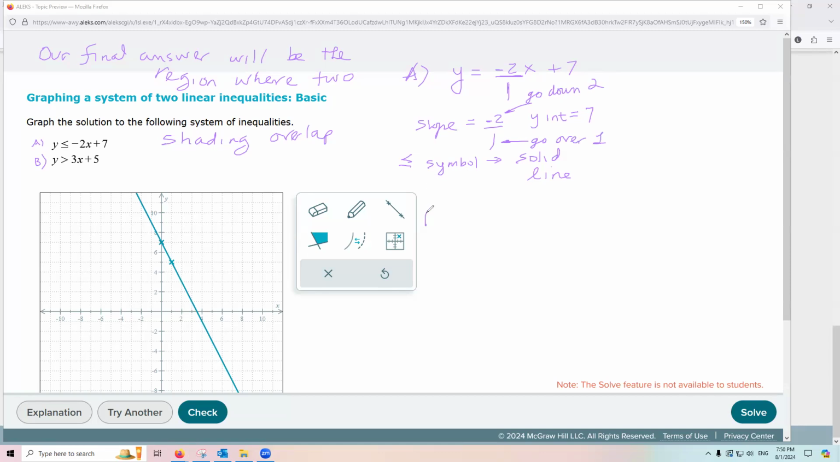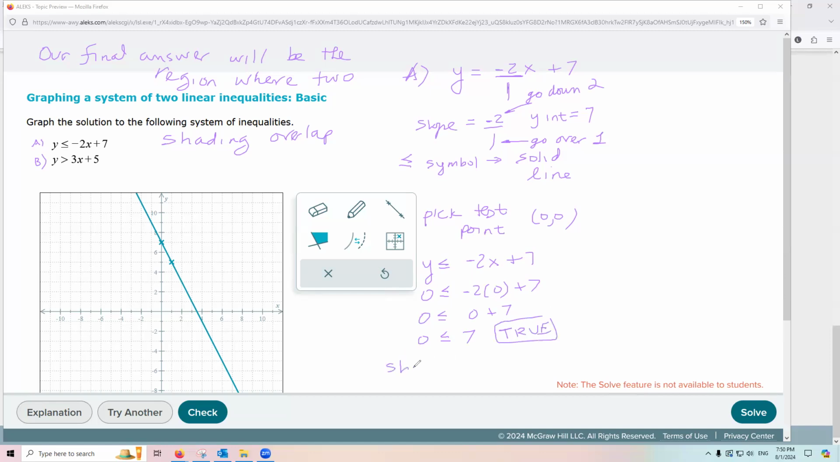All right, I'm going to pick a test point now because I want to know, should I shade the top of this line or the bottom of the line? So I'm going to pick the test point, 0, 0. All right, let me go to the starting inequality. It was y less than or equal to negative 2x plus 7. I'm going to plug in x equals 0, y equals 0. So a 0 goes here. A 0 goes here. 0 less than or equal to 0 plus 7. 0 less than or equal to 7.